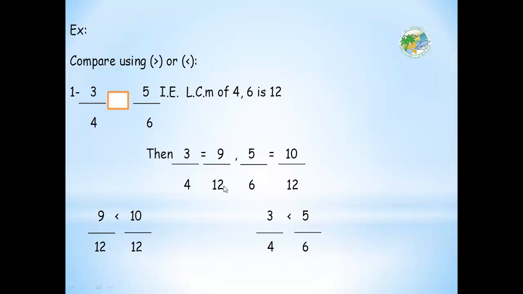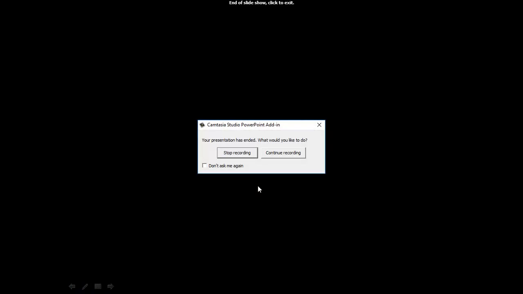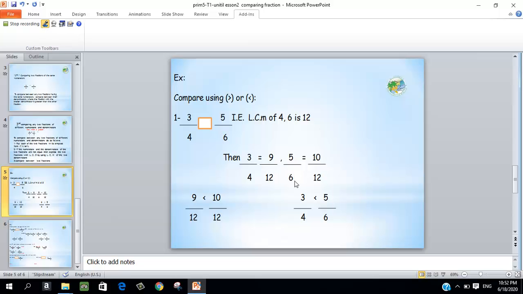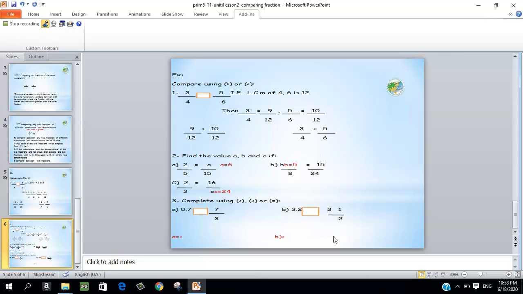Now for 5 over 6, which number times 6 equals 12? Times 2. 6 times 2 equals 12 and 5 times 2 equals 10. Then 10 over 12. So can we compare between the two fractions? Yes, with the same denominator. Then which is the greatest one, 10 over 12 or 9 over 12? 10 over 12 is greater than 9 over 12. Returning to the original fractions, 5 over 6 is more than 3 over 4.